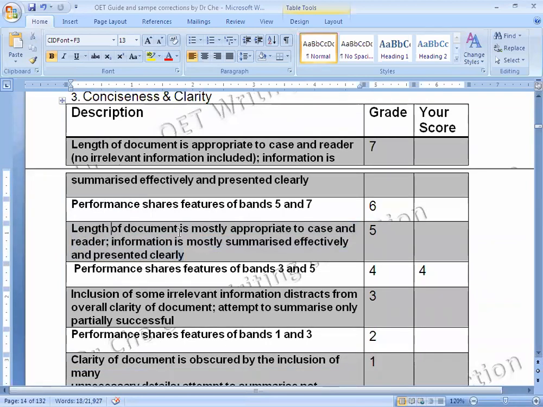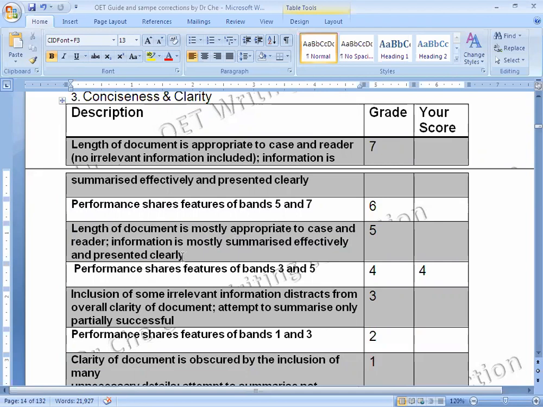One. Length of document. The length of the document is mostly appropriate to the case and the reader. The reader information is mostly summarized effectively and presented clearly. Yes, you should summarize effectively and you should present clearly.